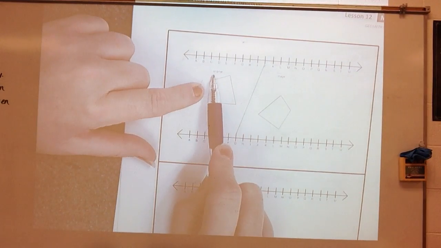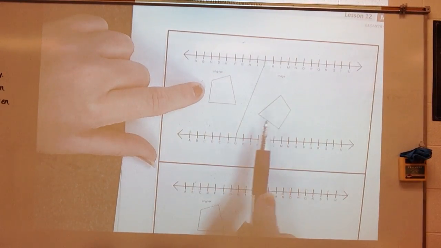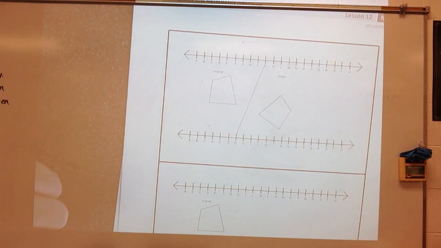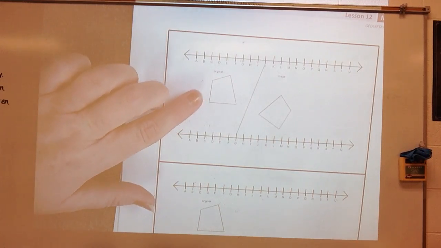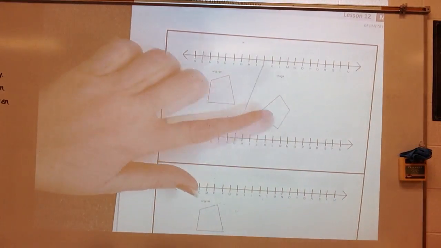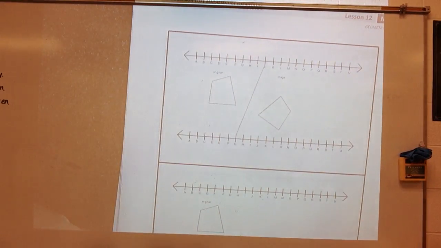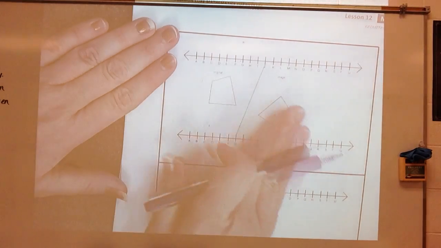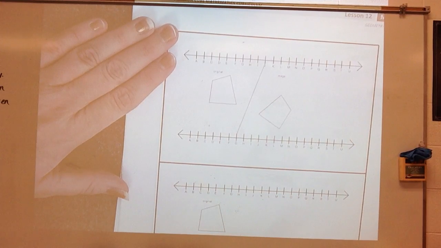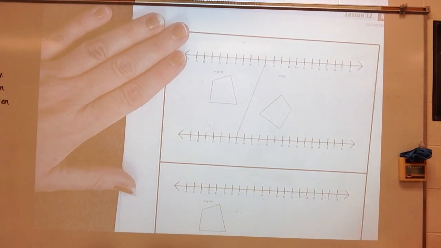Here's my original and here's my image. How did I change here? I'm trying to figure out how I went from this image to this image. So study that for a minute. And notice that they kind of flipped, didn't they?